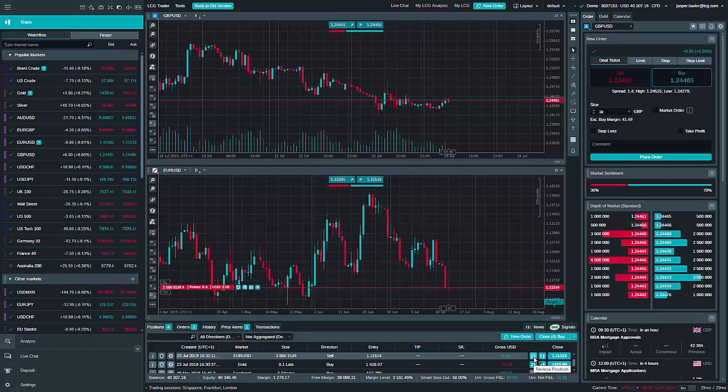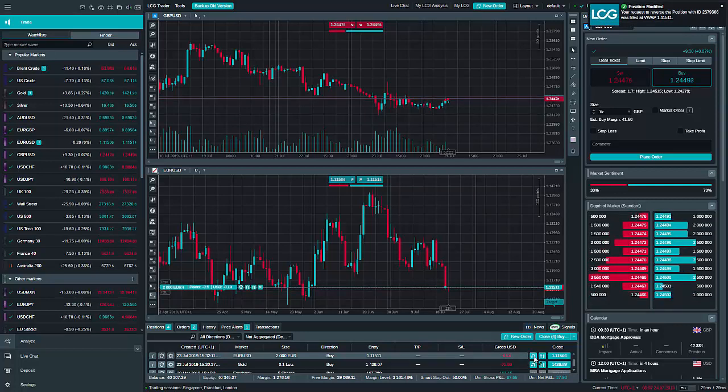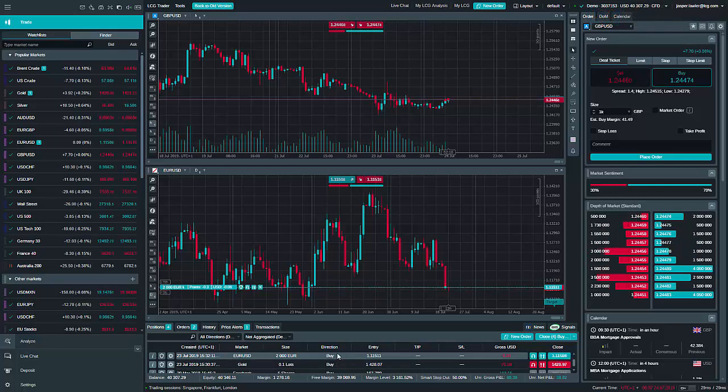Reverse position. Click reverse. And we are now buying 2,000 euros. So some quick modifications to your order possible there. And of course you can just close it at the click of a button.